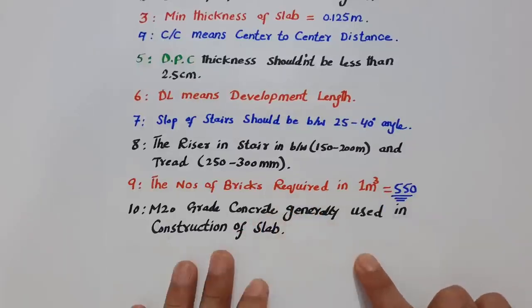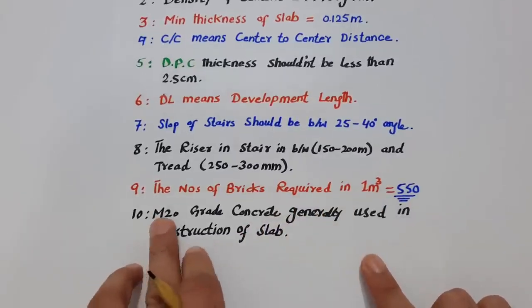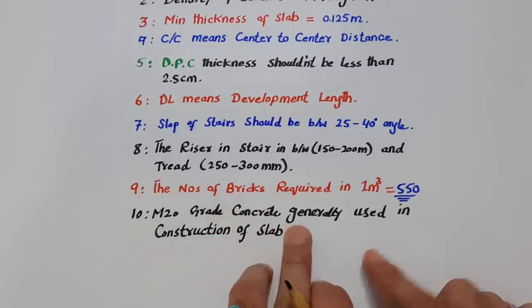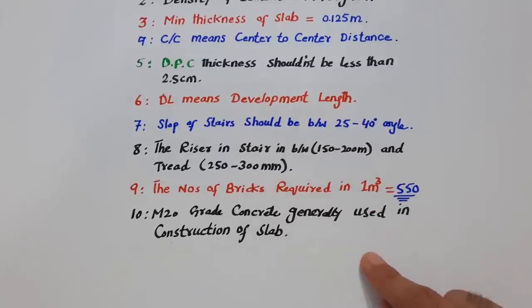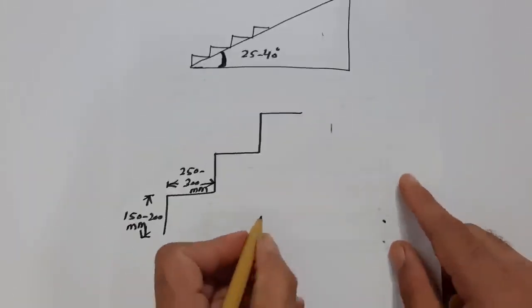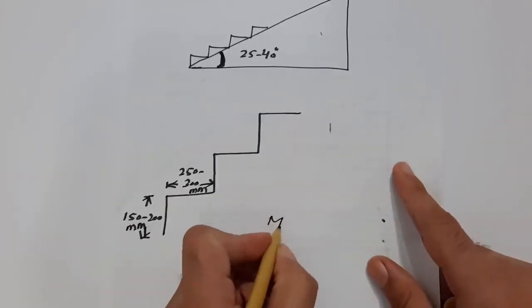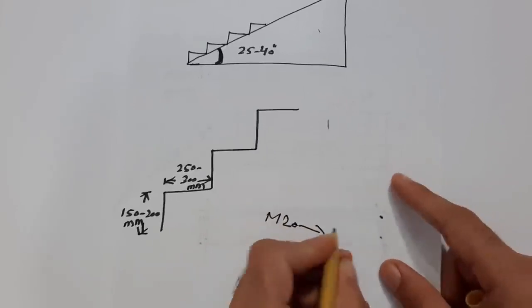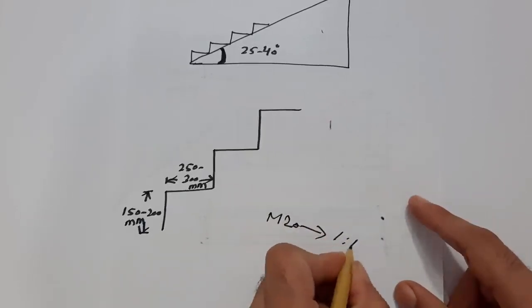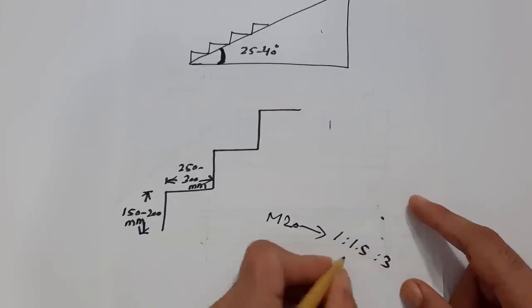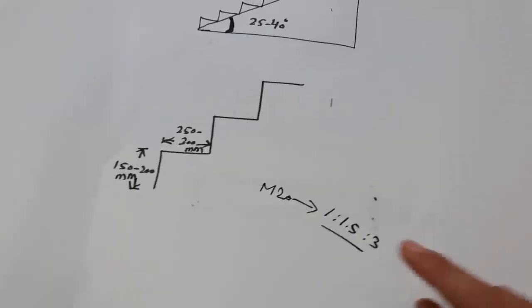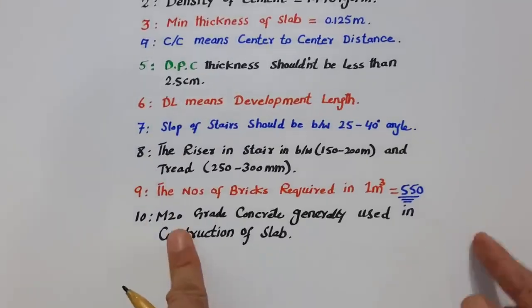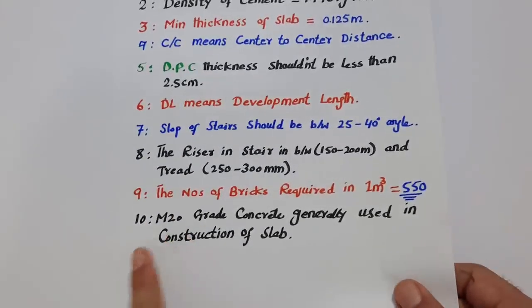Next one, guys, you can see M20 grade concrete is generally used in construction of slab. So what is M20 grade concrete? M20 ratio is 1:1.5:3. This is the ratio of concrete for M20. So it's generally used for the construction of slab.